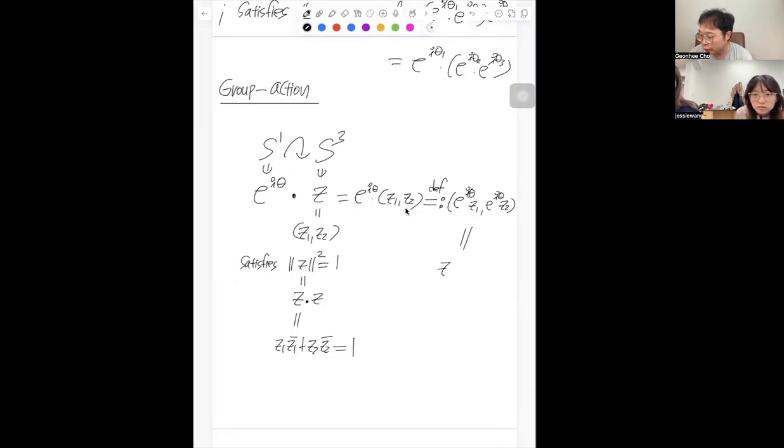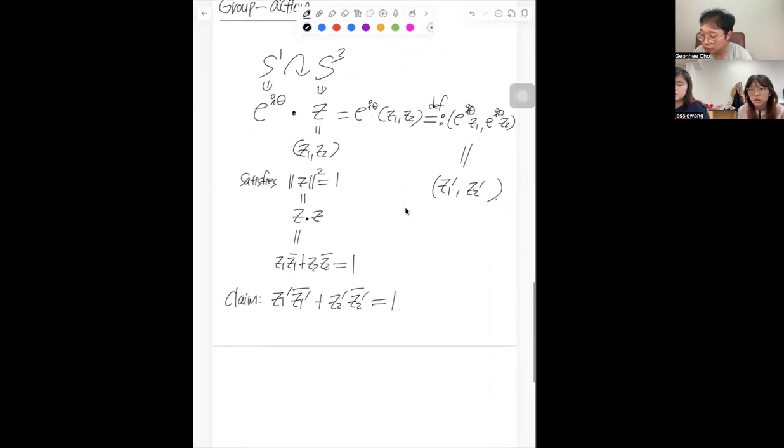Let's just write this part out as well. Let's rewrite this as Z1 prime with Z2 prime. Z1 prime means e to the I theta times Z1. Z2 prime means e to the I theta times Z2. Let's just check that Z1 prime bar plus Z2 prime bar equals 1. Let's check this. So why?